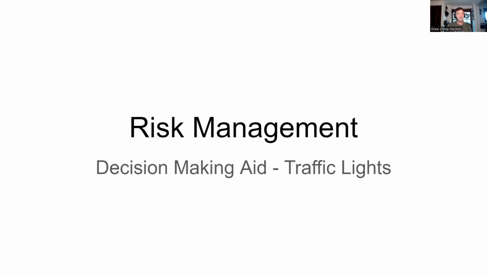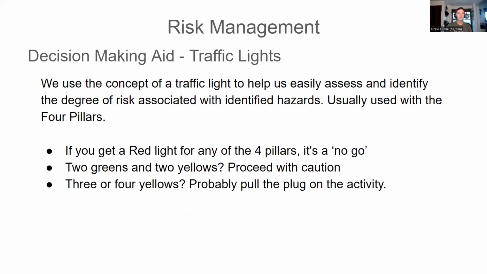So that takes us into the next tool. Risk management decision-making, the decision-making aid of traffic lights. We use the concept of a traffic light to help us easily assess and identify the degree of risk associated with identified hazards, usually used with the 4 pillars. If you get a red light on any of the 4 pillars, that's a no-go. A red light, so we have red light, green light, and yellow light.